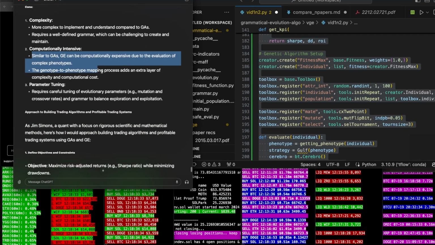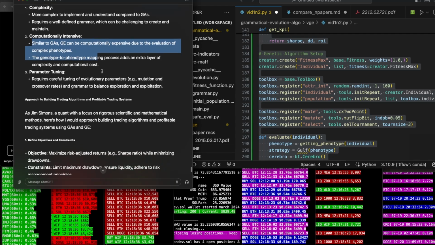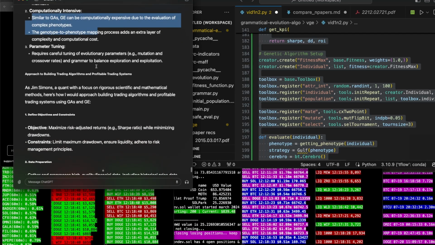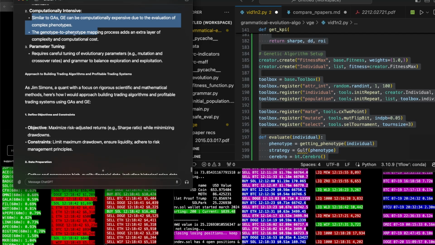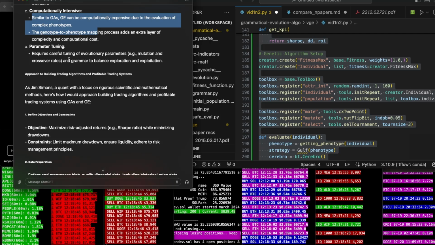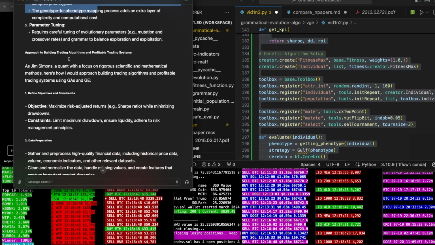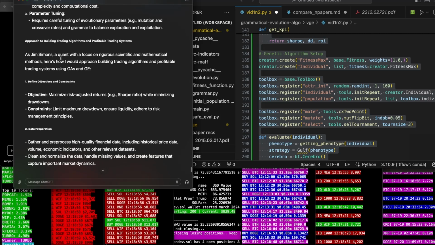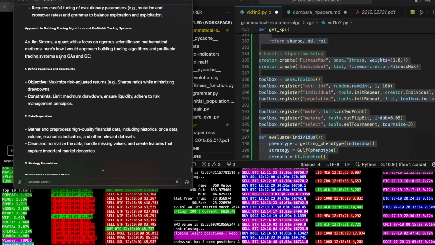Similar to GAs, GEs can be computationally expensive due to the evaluation of complex phenotypes. The genotype to phenotype mapping process adds an extra layer of complexity and computational cost. Parameter tuning: requires careful tuning of evolutionary parameters, mutation and crossover rates, and grammar to balance exploration and exploitation.